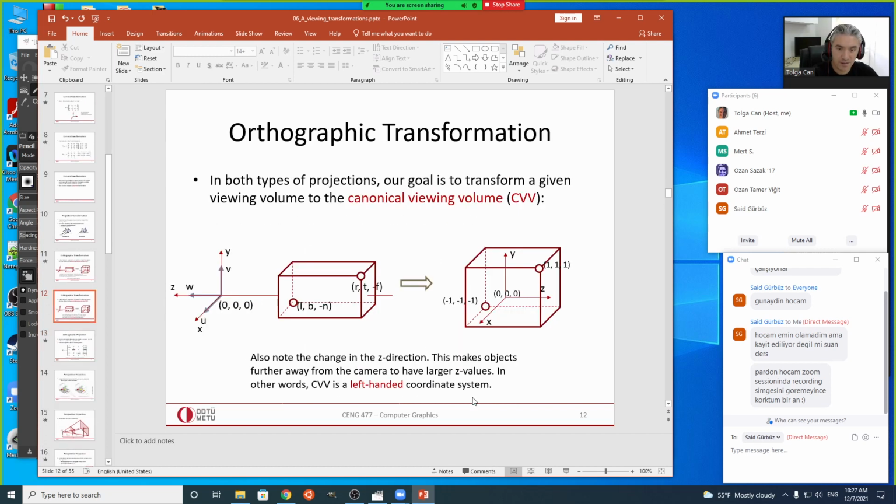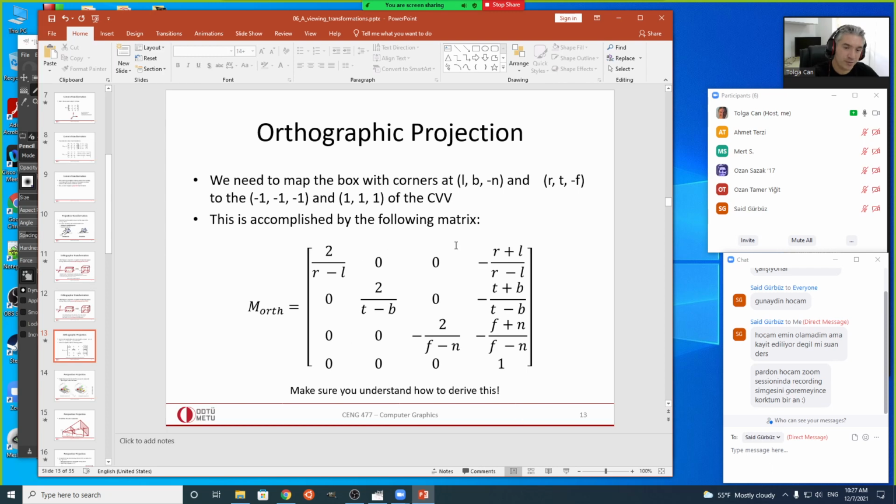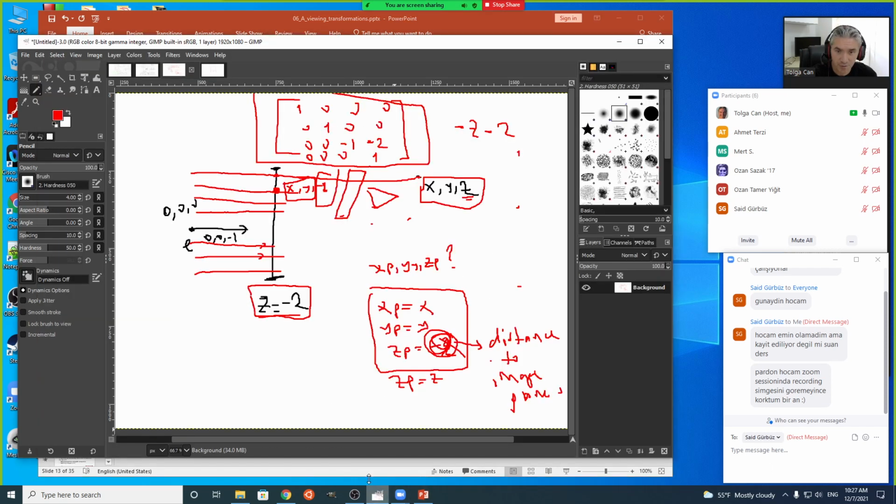And here is the transformation matrix that is going to establish that. We need to map this L, B, minus N, R, T, minus F to -1, -1, -1, and these to 1, 1, 1. We can actually treat all of the coordinate axes separately as if they're independent from each other, because all the coordinate axes are normalized irrespective of the other ones. So how did we come up with this matrix? Let me show you the equation.